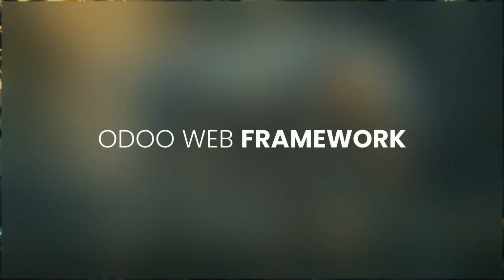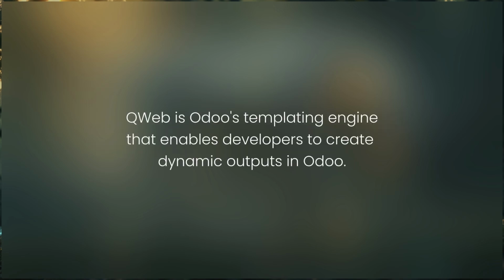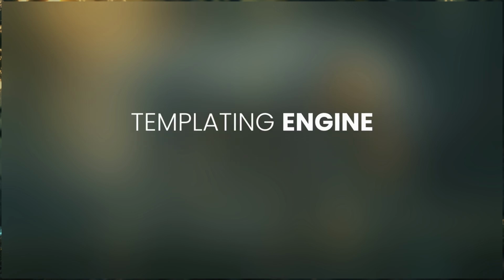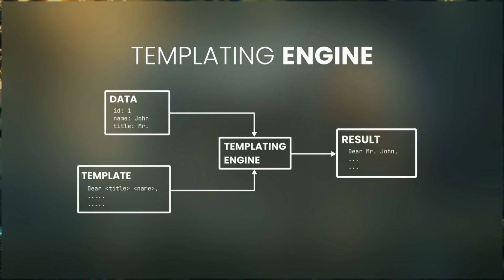Today we'll be exploring how to use Odoo's templating engine, the QWeb. QWeb is Odoo's templating engine that enables developers to create dynamic outputs in Odoo. It allows you to render complex templates with data from Odoo models and provides a powerful way to customize the user interface.